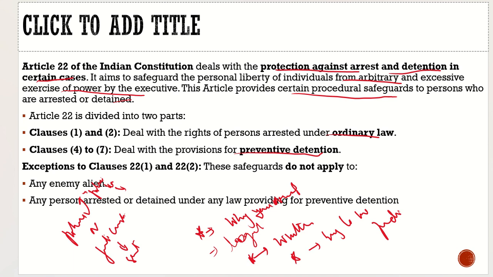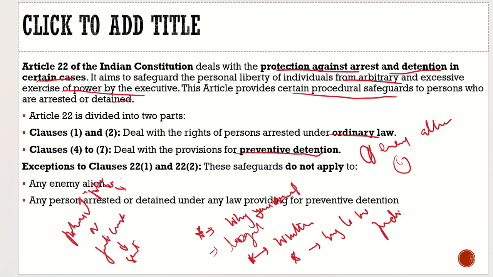One of the exceptions is the enemy alien. For example, if we are at war with Pakistan and their citizen is in our country, then we can arrest him. We don't need to bring him to the judicial magistrate. We can arrest him for as long as we can, and nobody is going to ask us questions. That is the enemy alien. But if he is an alien from another country, a friendly alien, then it is not valid.